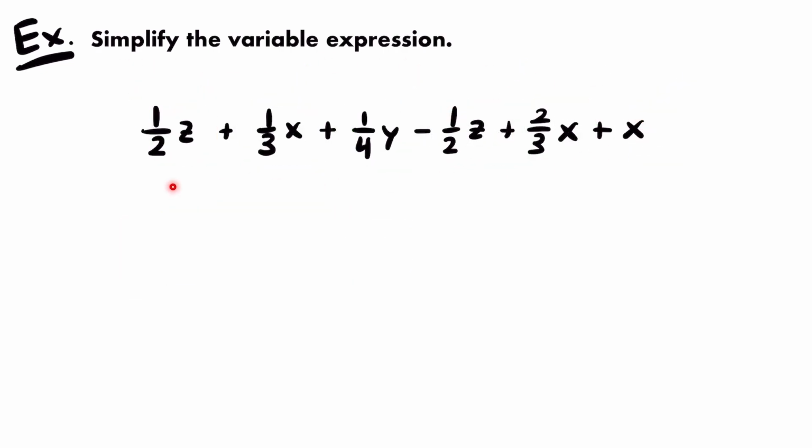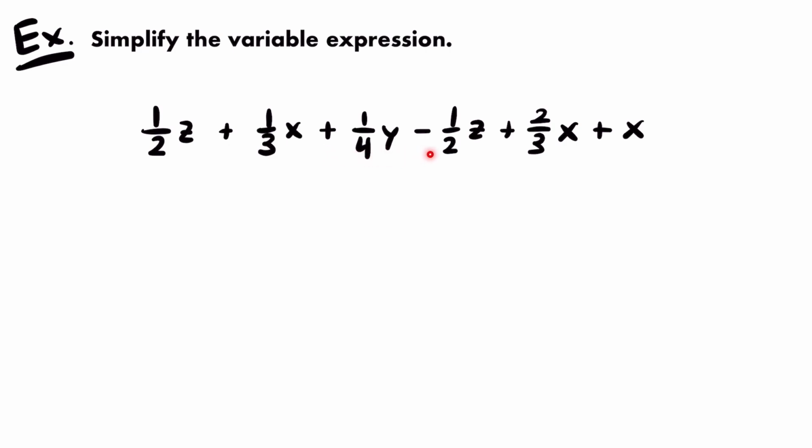Next up, we want to simplify this variable expression. We have 1/2 z plus 1/3 x plus 1/4 y minus 1/2 z plus 2/3 x plus x. Okay, so let's go through the process again. Let's identify any sets of like terms that we will be able to combine. Starting with our first term here, we have 1/2 z. Let's look through the rest of our terms and see if any of them have the same variable part of z.